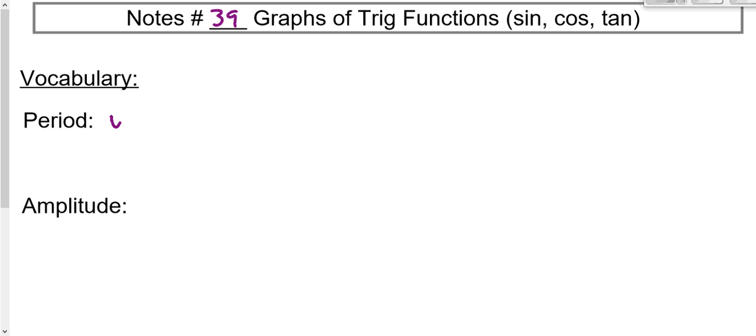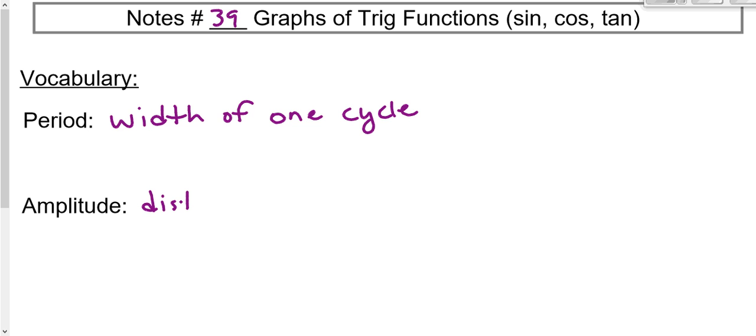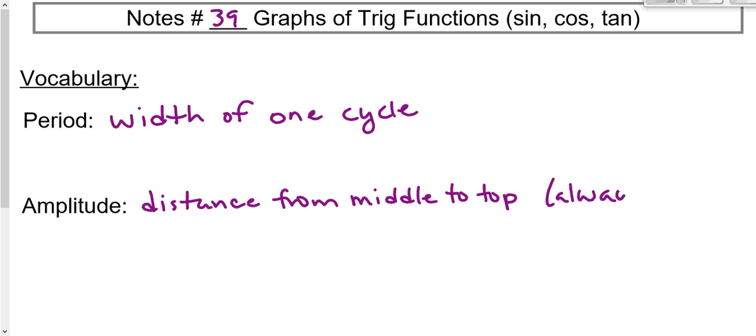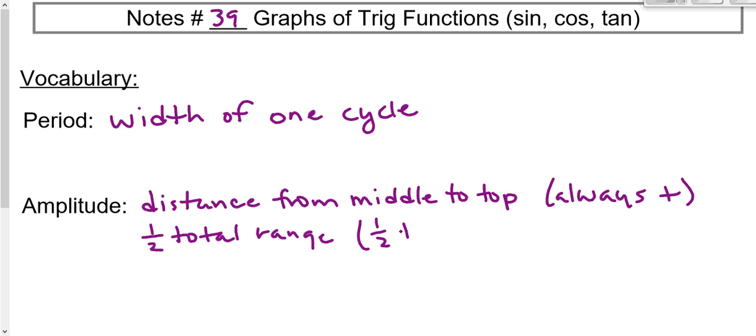So period, the width of one cycle. And amplitude, we can define this in several ways. So distance from middle to top is what I usually like to use. It's also distance from middle to bottom. Just absolute value, always positive. Amplitude is always positive. You could think of it as half the total range, which is the same as half the top minus the bottom.